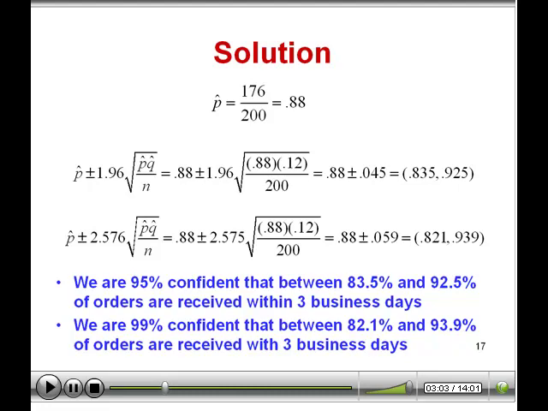So we can announce that we can be 95% confident that between 83.5% and 92.5% of orders are received within 3 business days. If we wanted to make a statement with more confidence, it would be that we are 99% confident that between 82.1% and 93.9% of all orders are received within 3 business days. Notice the price we pay for more confidence is less precision. The 99% interval is wider and hence less precise.